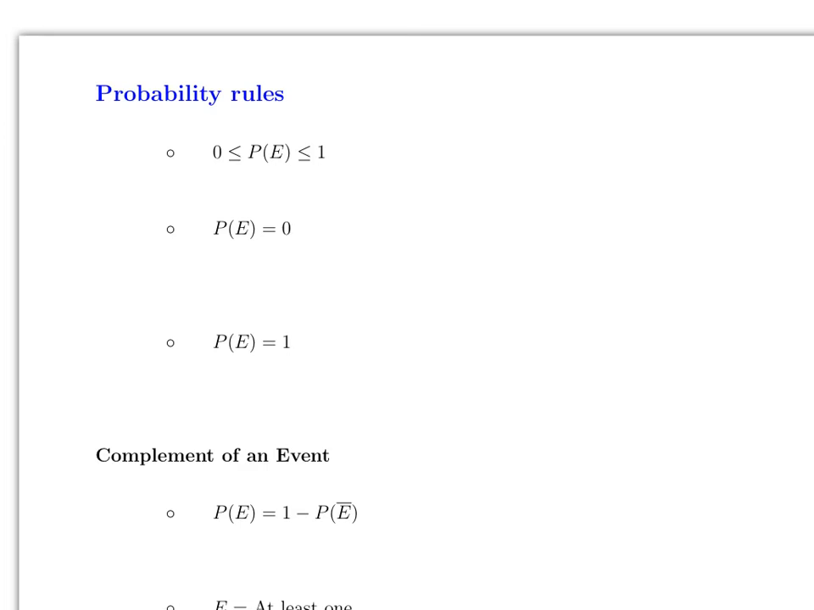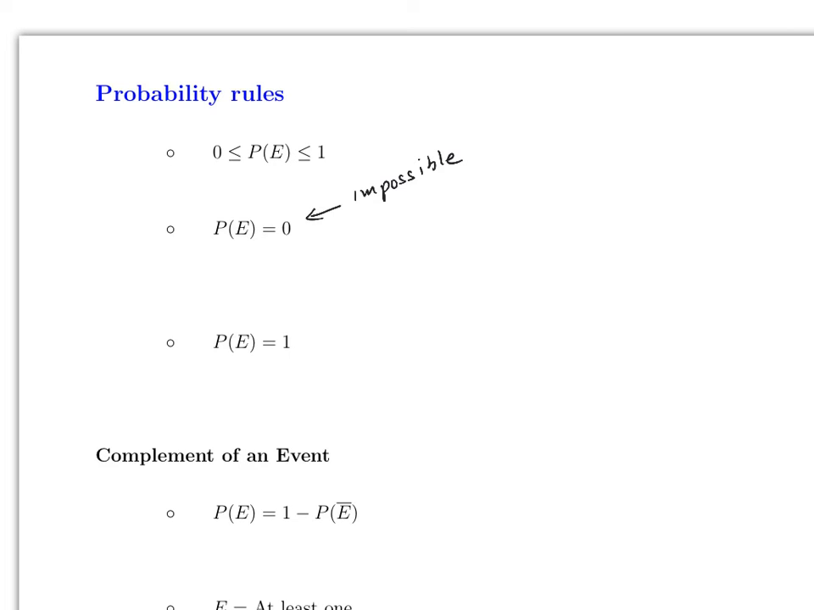There are two special cases, this one and this one, which are not technically probabilities, but you need to be very aware of them. For example, if the probability of an event is equal to 0, that means it's an impossible event, that it will never happen. Like Mexico winning the World Cup, that's never going to happen. Or the Clippers being champions in the NBA, that's not going to happen either.